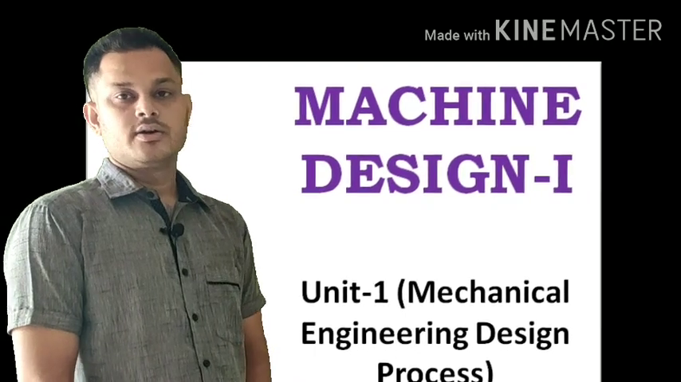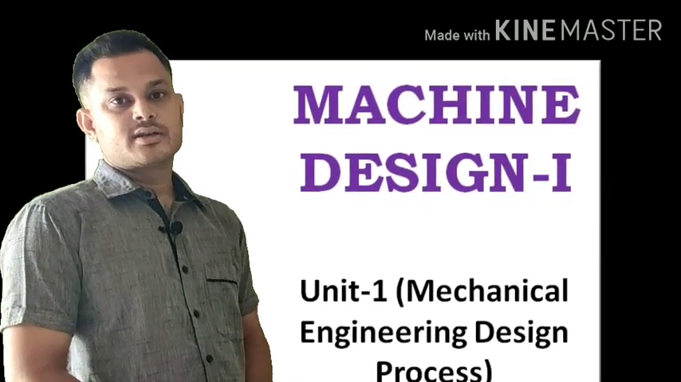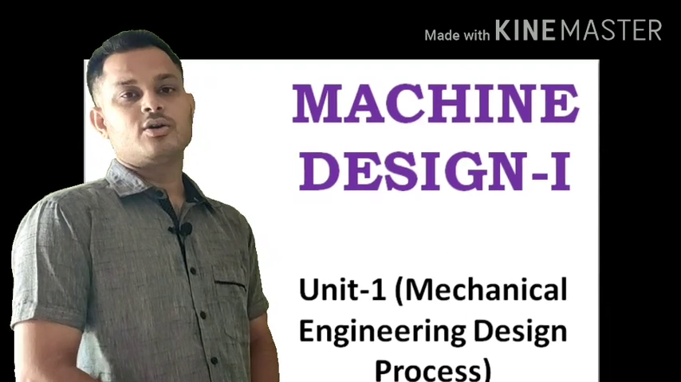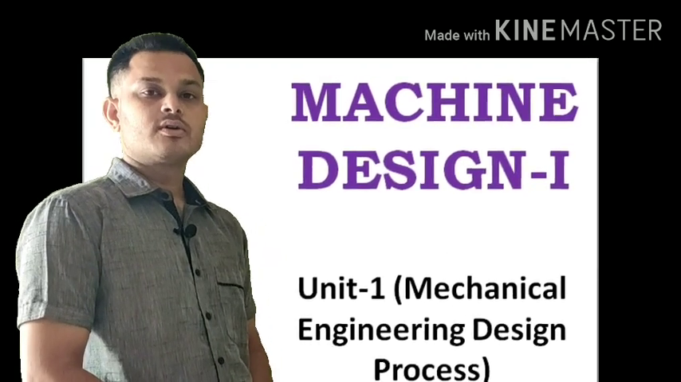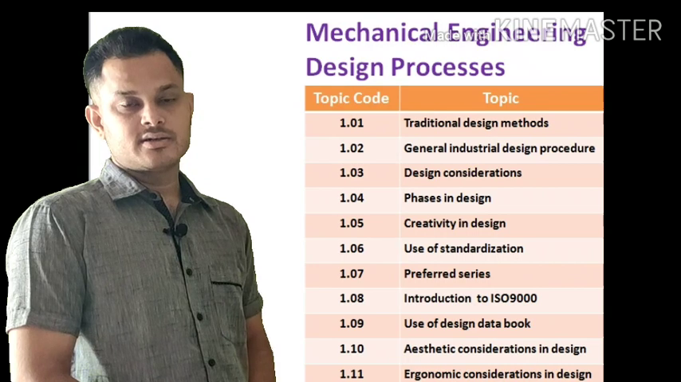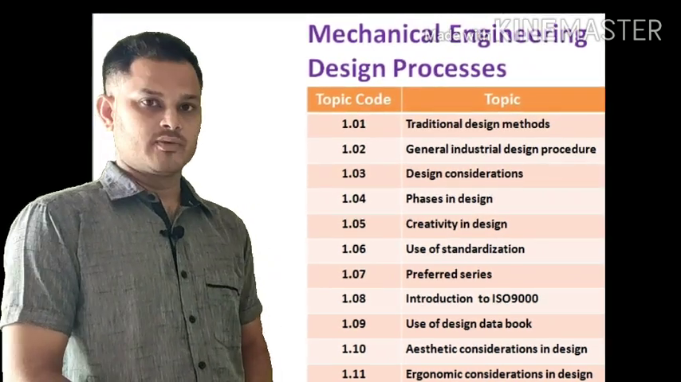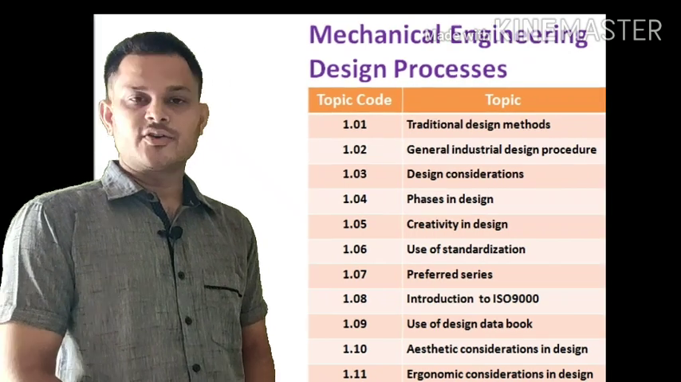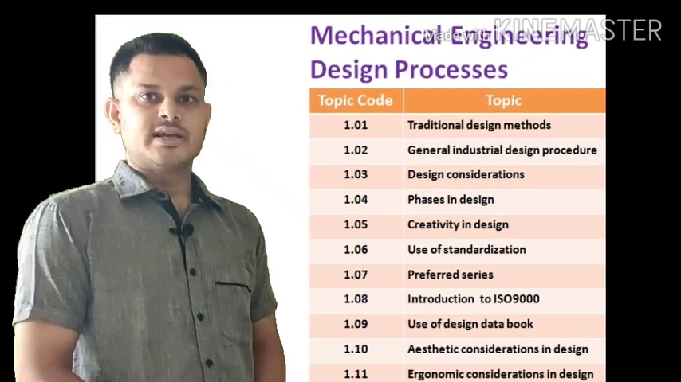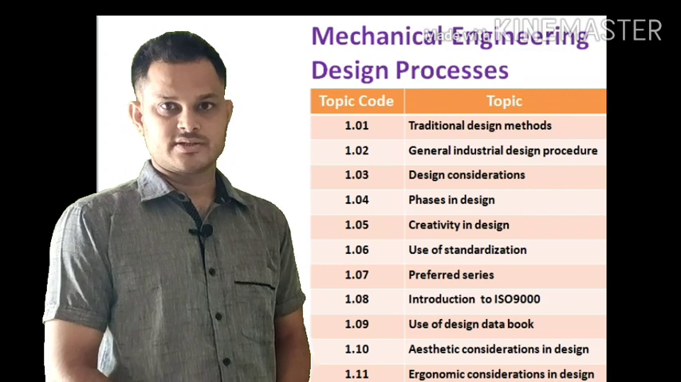Welcome students. Let us study the subject Design of Machine Elements, or Machine Design 1. It has 6 units. All the 6 units we are going to study one by one. Today let us start with unit number 1, that is mechanical engineering design processes.